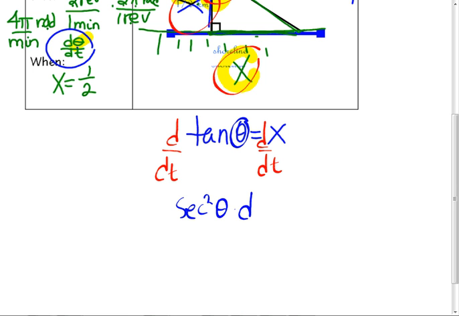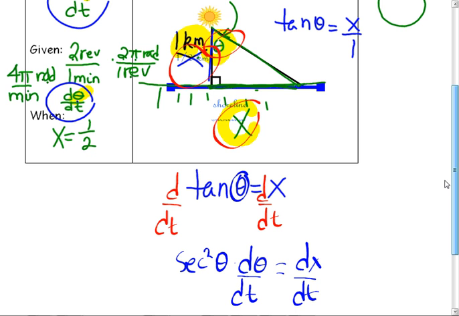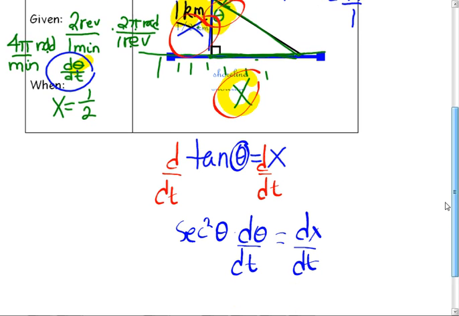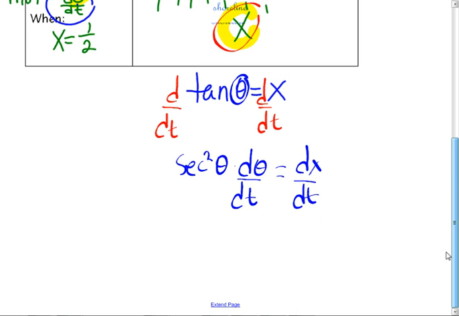What's the derivative of theta? D theta dt. And I like the right side. It's just what? Dx dt. And that's what I want to find. Oh, that's not too bad, right? That's what I want to find, dx dt. Oh, so that's it? We'll get there. Wait, so now we're done? No, we got to substitute stuff in.